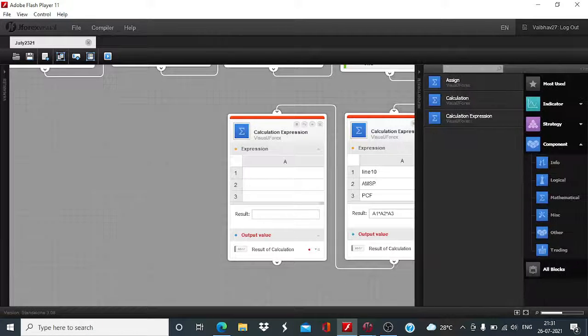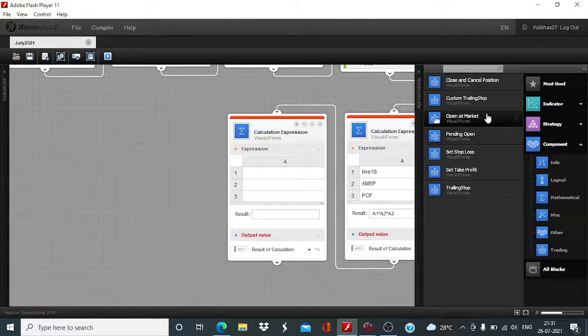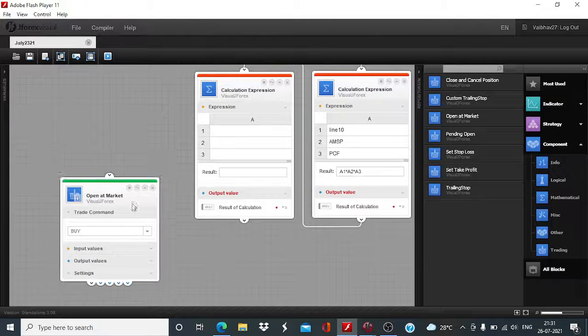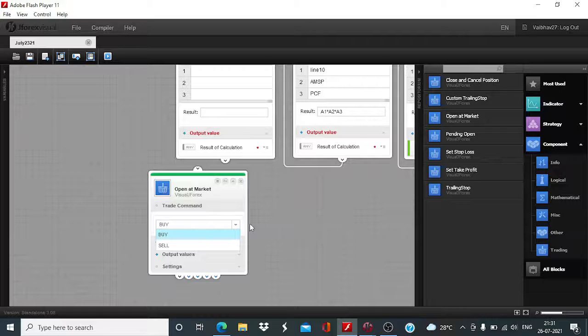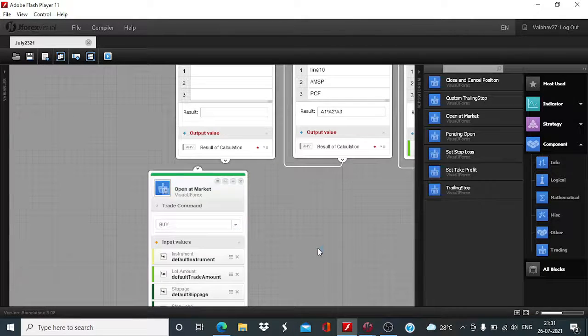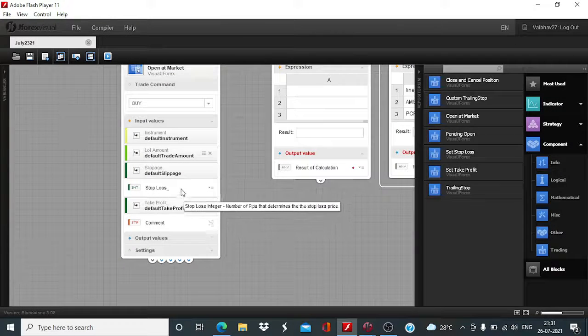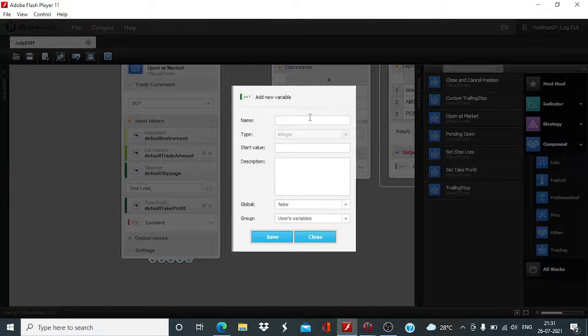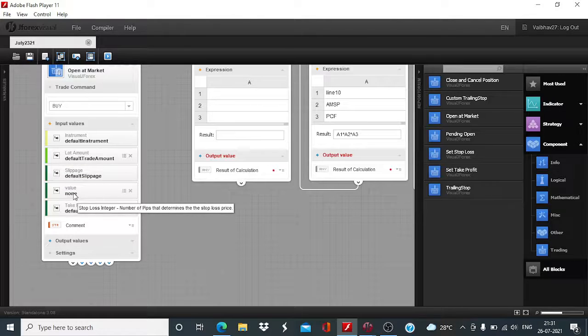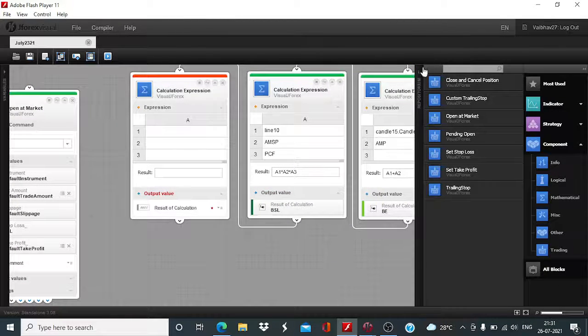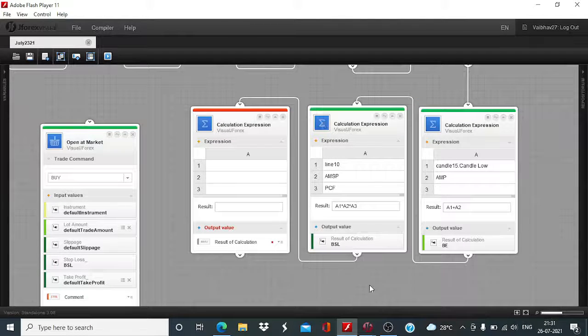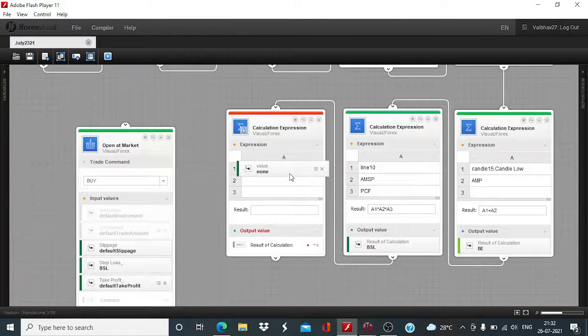Or for the time being, I can do one thing. I will first add the trade command block, but we will not join it anywhere. We will keep it on the sidelines, but the variables can be created. So stop loss needs to be in integer data type, and its value will be the function of this calculation.